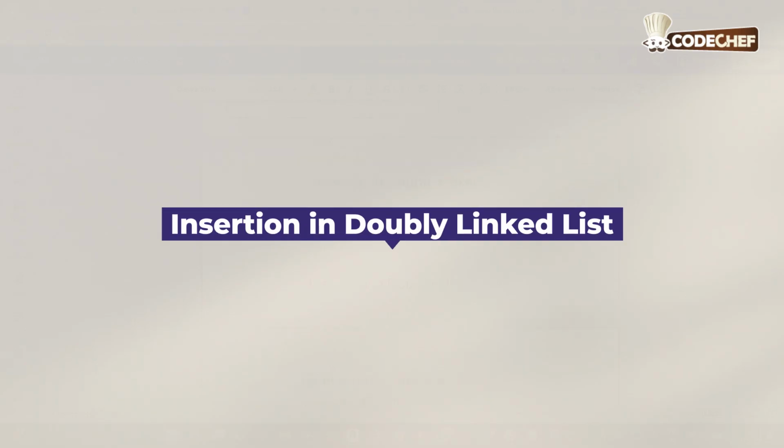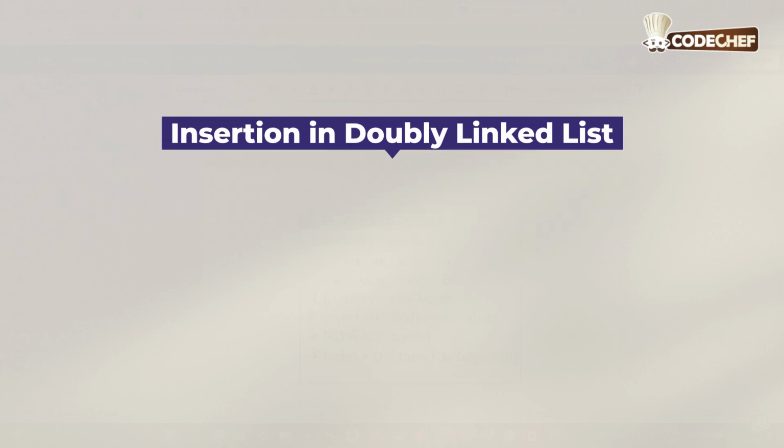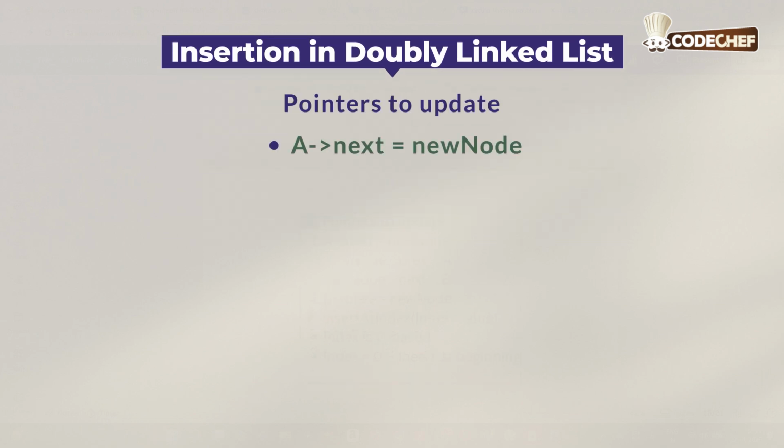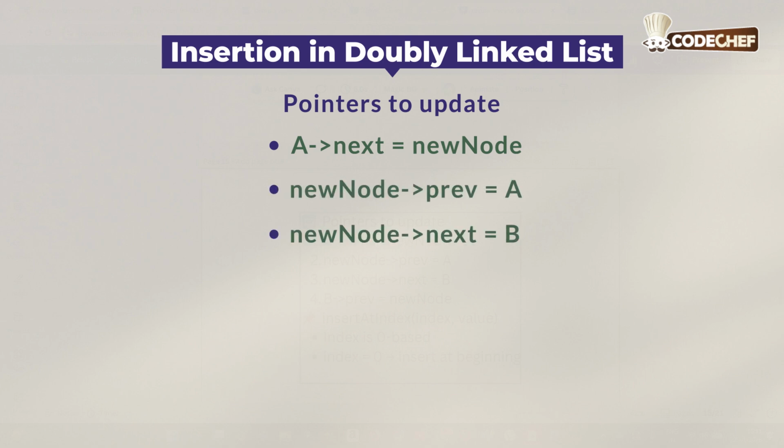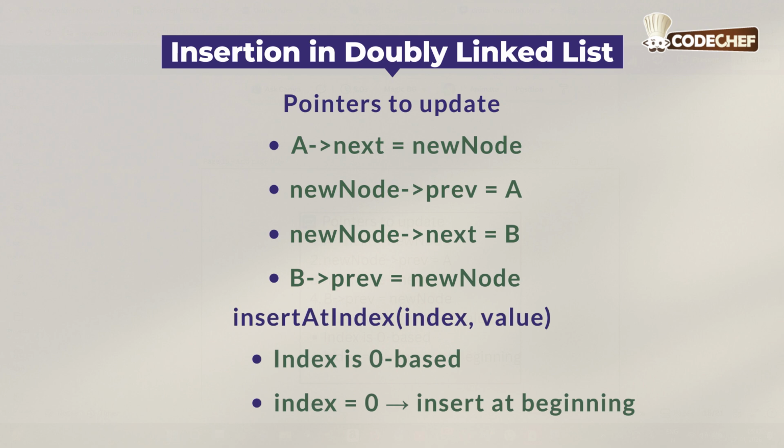Insertion in doubly linked list. Suppose you want to insert a new node between A and B. The pointers to update are: A's next becomes the new node, the new node's previous becomes A, the new node's next becomes B, and B's previous becomes the new node. And to insert at an index, the index is 0 based, so index equal to 0 inserts at the beginning. Think of it as squeezing a new book between two books on a shelf.